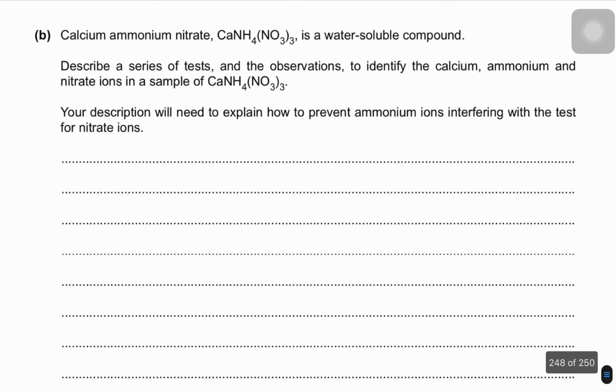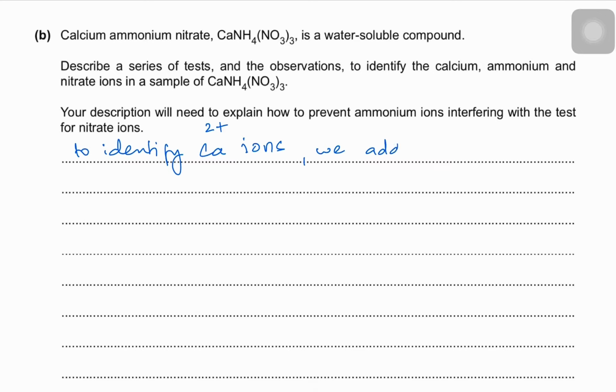Let's try this question. It says calcium ammonium nitrate is a water soluble compound. Describe a series of tests and the observations to identify the calcium, ammonium, and nitrate ions in a sample. Your description will need to explain how to prevent ammonium ions interfering with the test for nitrate ions. So first talk about calcium. To identify calcium, what do we do? We obviously use aqueous sodium hydroxide to identify calcium plus 2 ions.